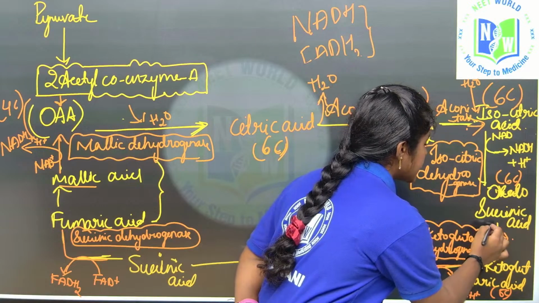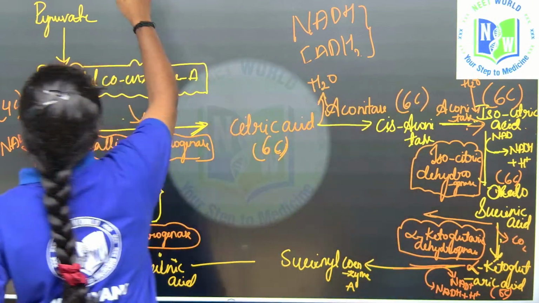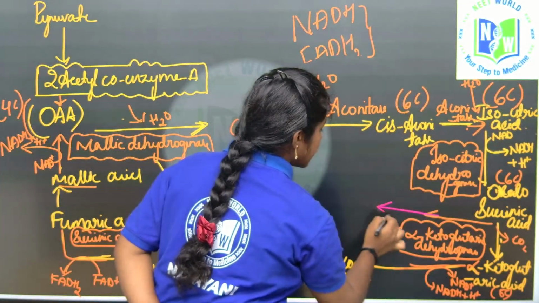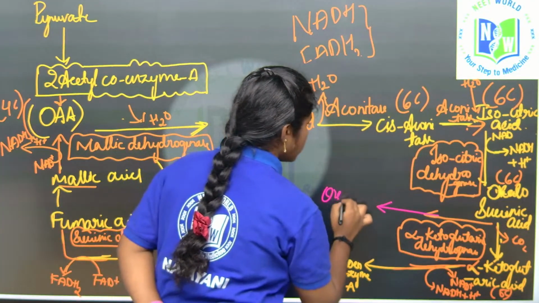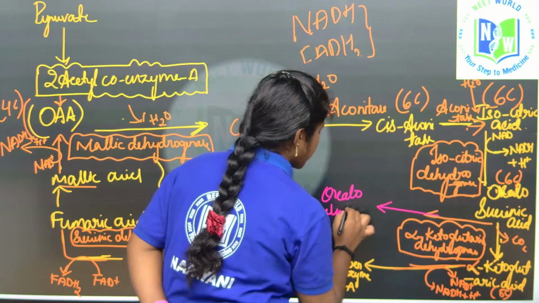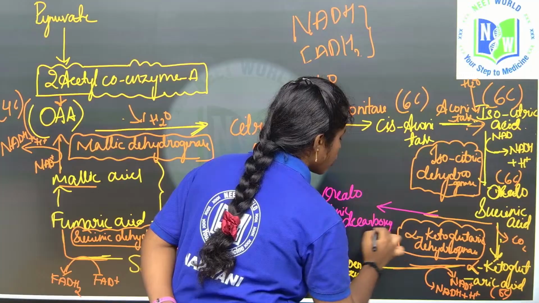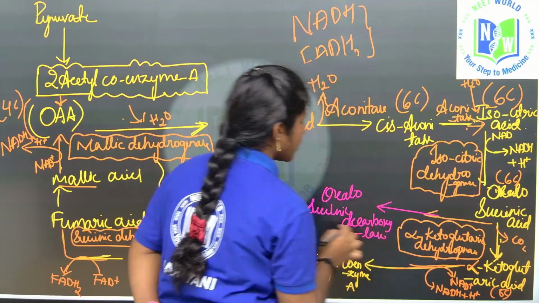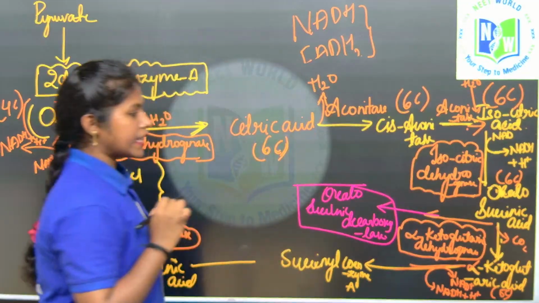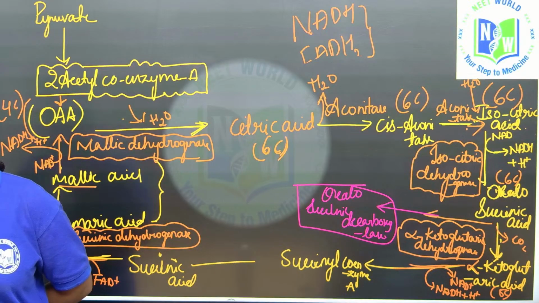So here the enzyme name is called oxalosuccinic decarboxylase enzyme. Decarboxylation is happening, isn't it? That is why oxalosuccinic decarboxylase enzyme. Got it? So quite easy for you. Remember, I am writing like this. I will again draw in a clear way to help people understand.